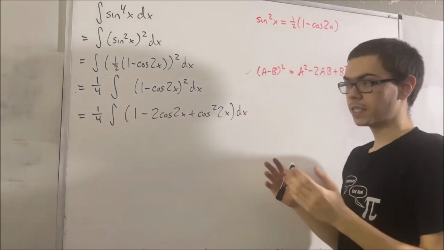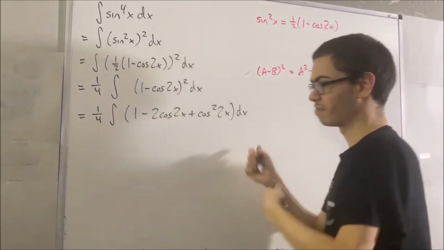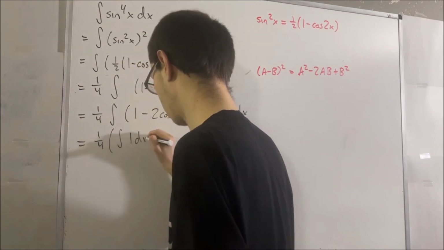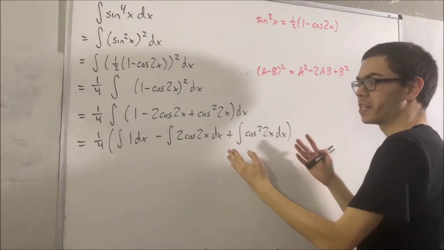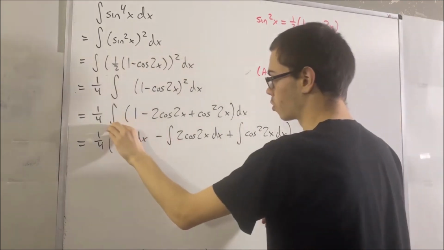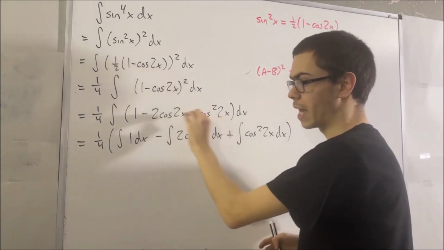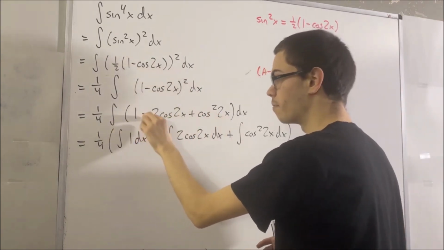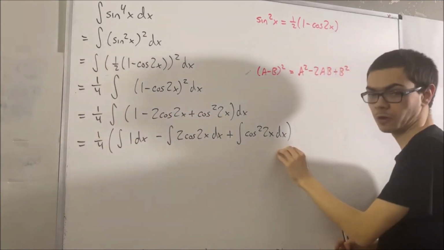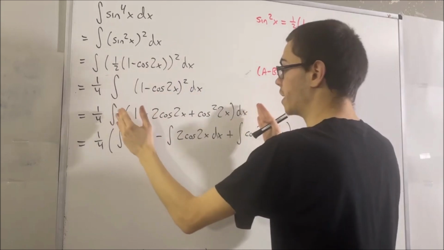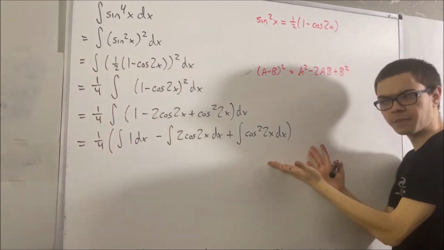So really, at this point, this problem now becomes 3 separate integrals. What I have done here is I have brought the integral to all 3 terms. So really, we have the integral of this minus the integral of this plus the integral of this. That's exactly what we have here. And the entire thing is still multiplied by 1/4, which is what we have here. So this is what we get.